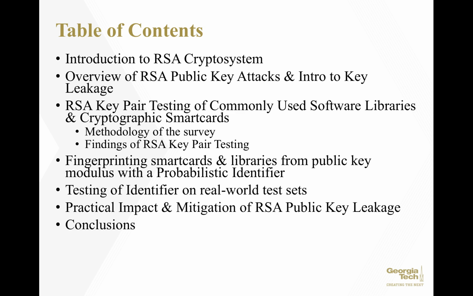Quick introduction to what we'll be talking about today. We're going to first talk a little bit about the RSA system of public-private key exchange. We're going to go into an overview of public key attack methods and an intro into key leakage. Then we'll be going over the majority of what this paper is about, which is RSA key pair testing of commonly used software and cryptographic smart cards, which provide the keys which are used in most of these exchanges. Based off of these results, the paper talks about methods of fingerprinting smart cards and libraries based only off of the information provided by the public key. This information is then tested on real-world data sets, and the implication of these findings and the recommendations to mitigate this are what we'll conclude with.